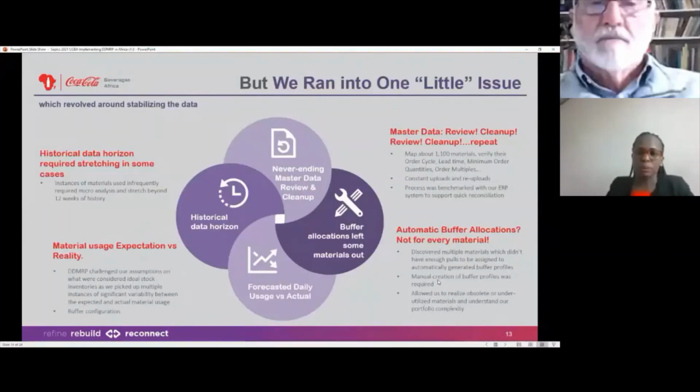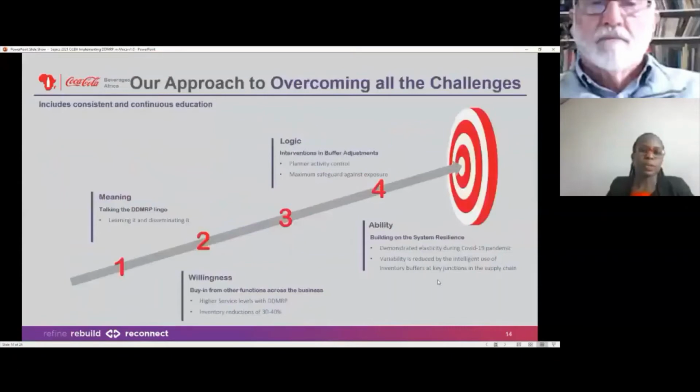Then of course, the data review and cleanup is a consistent repeat, because since the supply chain is so rapid and there is a lot of variability, we realize that this has to be a consistent and constant process to ensure that the master data is accurate to give us the right information and the right order recommendations that are required. So, moving on to how we overcame these challenges.